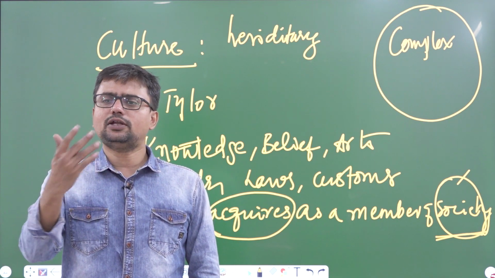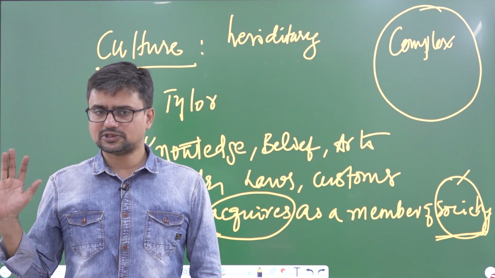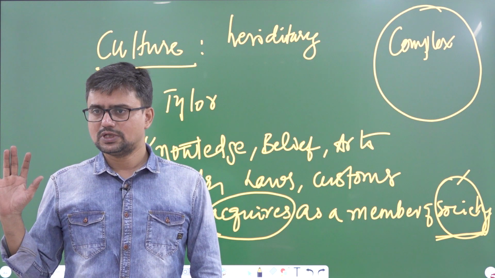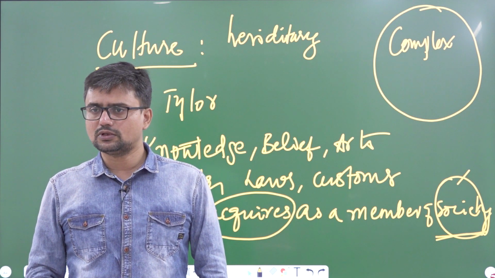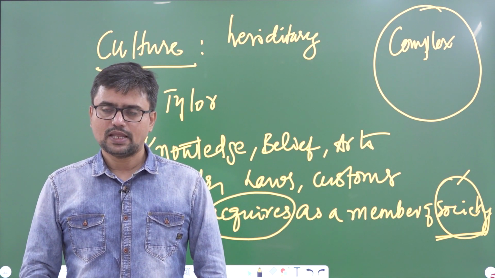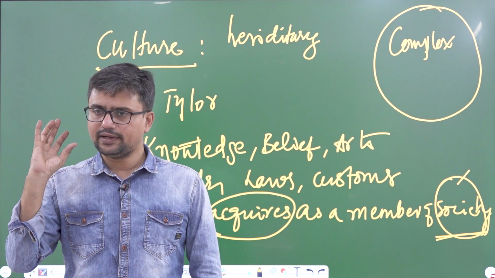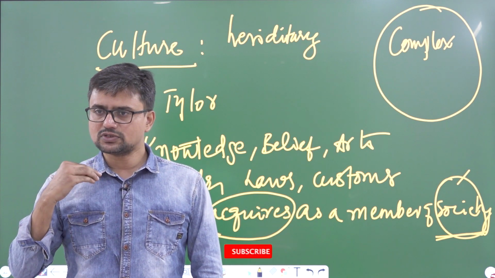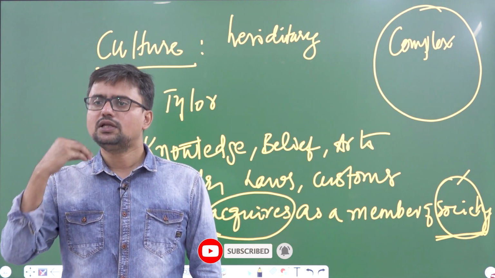That perception is right or wrong, we shall discuss in future. But is there a perception? There is a perception. That we will be discussing under the topic ethnocentrism versus cultural relativism. Okay. Now, are you agreeing that culture is socially acquired? As a member of the society, we will be acquiring certain cultural elements. Yes or no? So culture is a complex whole.